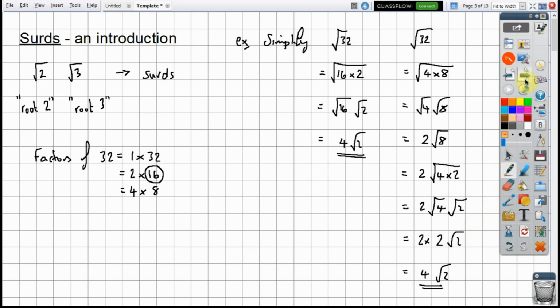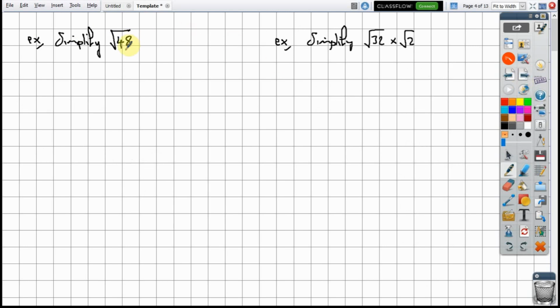Now, I'm going to get you to try some of these for yourself. If we look at the square root of 48, the surd root 48, I want you to try simplifying that for yourself. Now pause the video and then I'll go through it. Okay, so root 48.